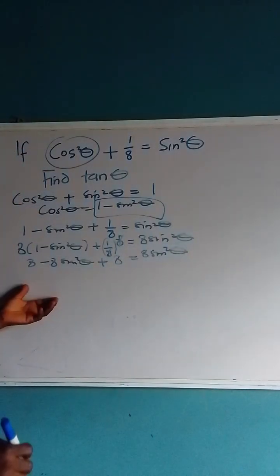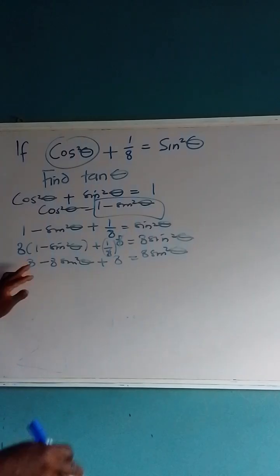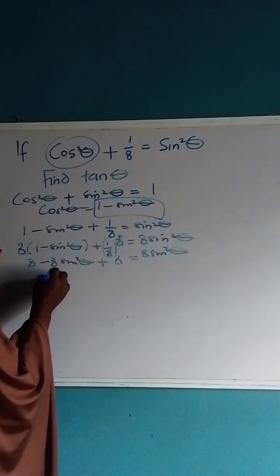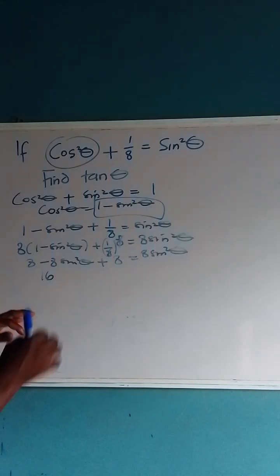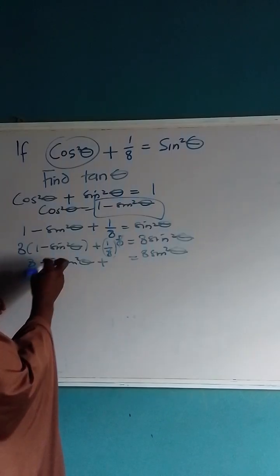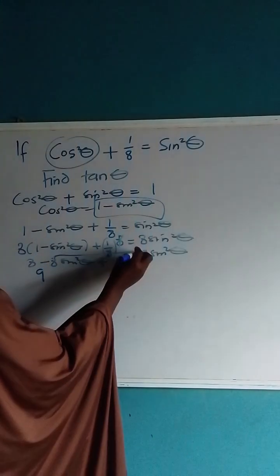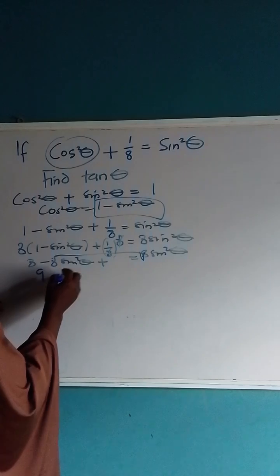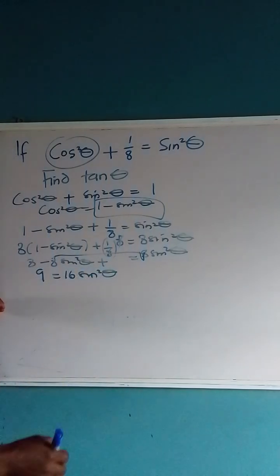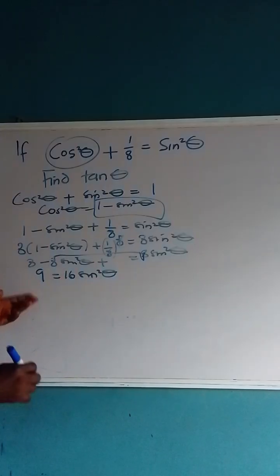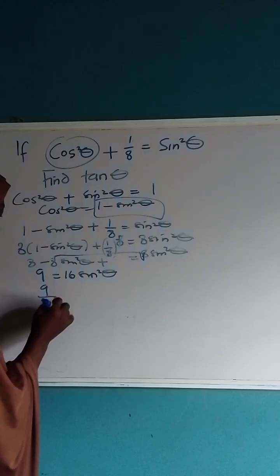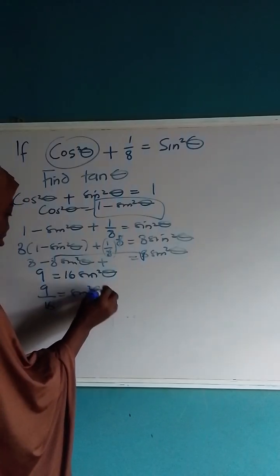The next thing that we are going to do is collect the like terms. 8 plus 1 will give me 9. This minus 8 sin square theta will come to this side and we change it to plus, so it's going to give me 16 sin square theta. Which means that if I want to make sin square theta my subject, it's going to be 9 over 16 is equal to sin square theta.